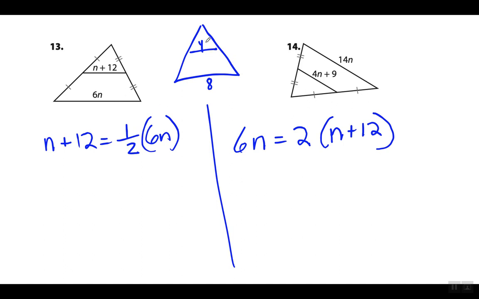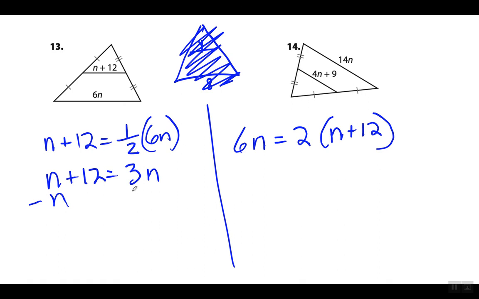That way you could remember which side is double, which side is half. All right, anyways, so n plus 12 equals 3n. Now I'll move this n over here and subtract it. So 2n equals 12. So n equals 12 divided by 2. So n equals 6.